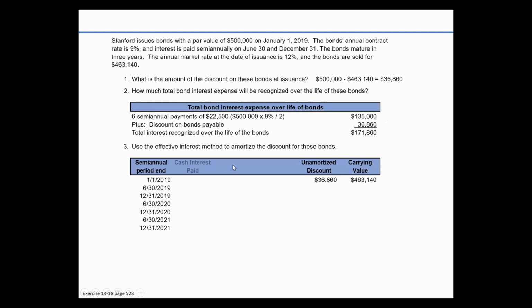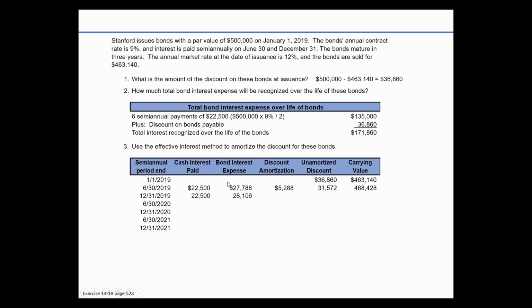And then you can figure out, based on this, you can use the effective interest method to amortize the discount on these. And so for the first year, the unamortized discount is 36,860. And the carrying value was 463,140. And so for each semi-annual payment, the interest is going to be 22,500.